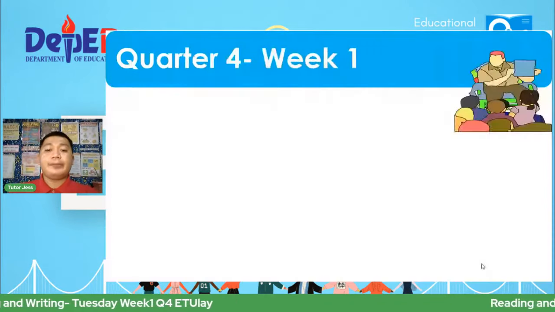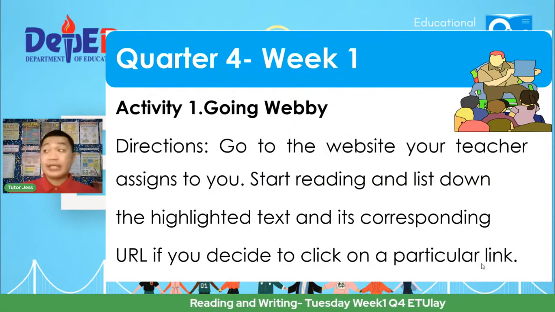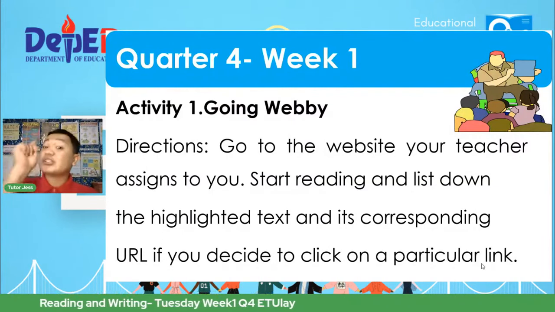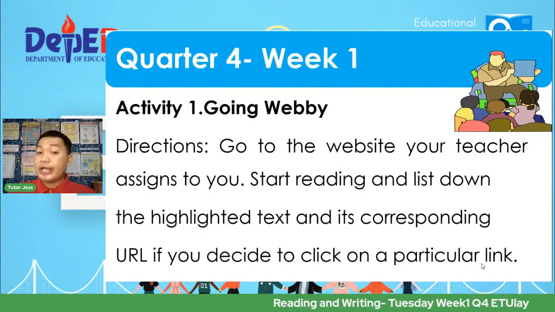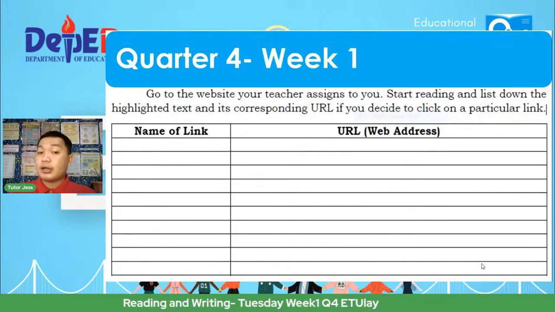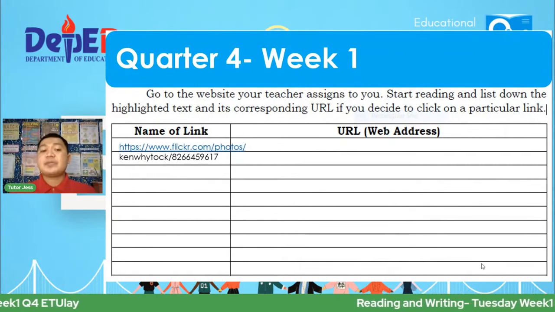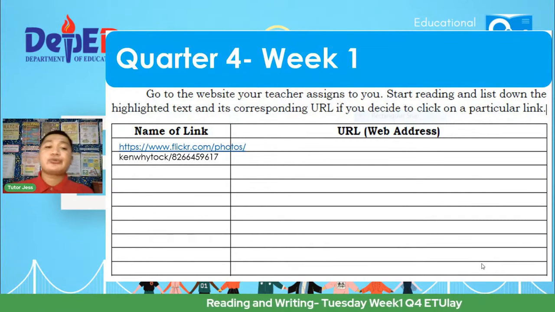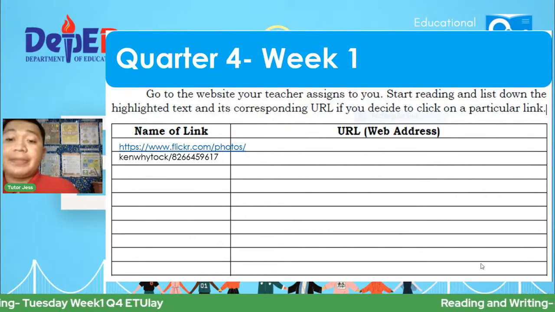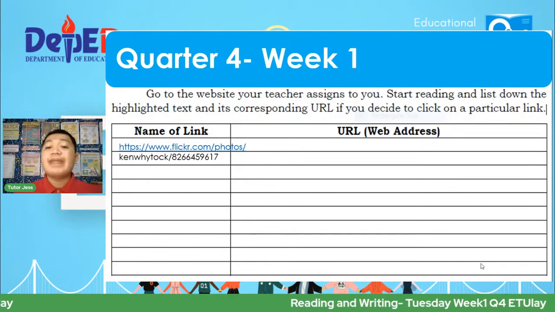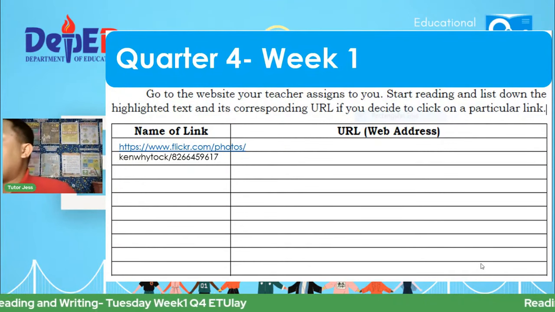Okay, so let's proceed. What's more? Now, we have this going webby. Directions for this activity: go to the website your teacher assigns to you, then start reading and list down the highlighted text and its corresponding URL if you decide to click on a particular link. I have here https://www.flickr.com or photos. So maghanap kayo ng link. Tingnan nga natin kung ano ba itong URL web address.